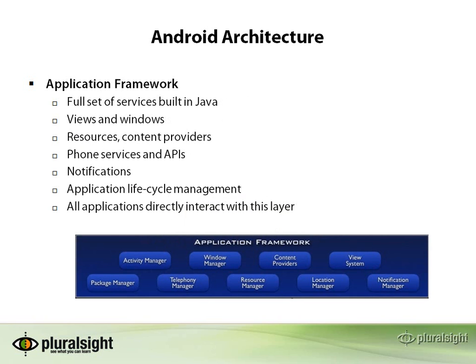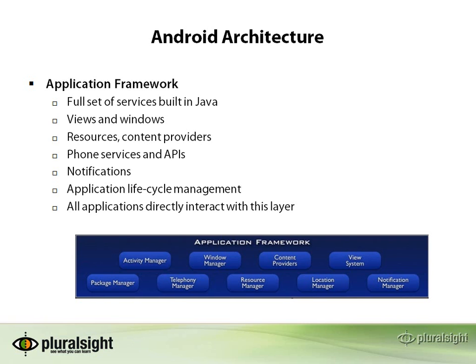If we look at the application framework layer, this is where things start to get a little bit more interesting. It's a full set of services. They're all built in Java. We have things like views and windows, which are basic display elements. The resources, like your images, and content providers, which are basically going to give you access to a SQL database or a contacts application, any kind of data that you would need in your application. The phone services and APIs are going to be things like the dialer, the location manager, and a full notification system is built in at this layer that you can access.